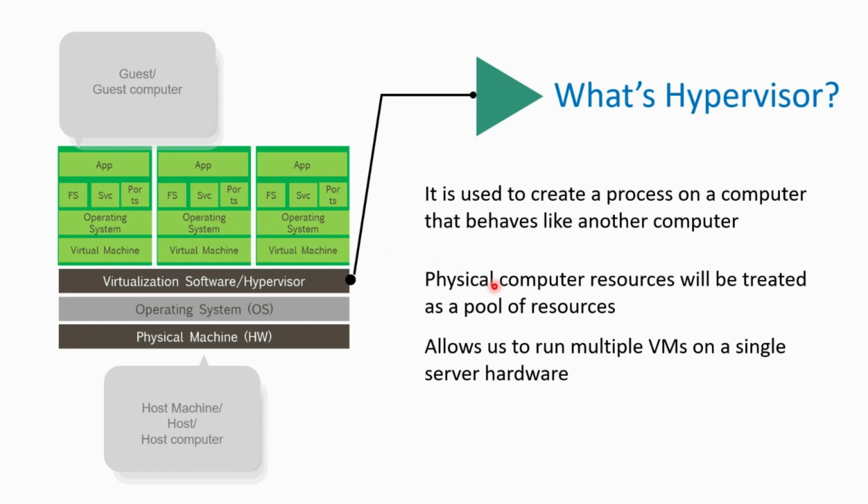Hypervisor is used to create a process on a computer that behaves like another computer. So physical resources will be treated as a pool of resources and are shared by many virtual machines. The hypervisor allows us to run multiple VMs on the same single server hardware. So these are a couple of points that you should note down while we are talking about hypervisor.